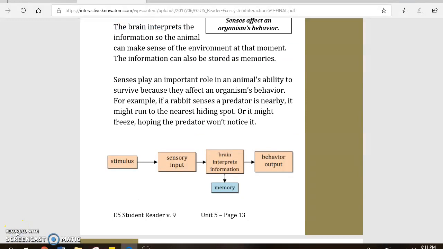Senses play an important role in an animal's ability to survive because they affect an organism's behavior. For example, if a rabbit senses a predator is nearby, it might run to the nearest hiding spot, or it might freeze, hoping the predator won't notice it. Diagram: Stimulus, sensory input, brain interprets information, memory, behavior output.